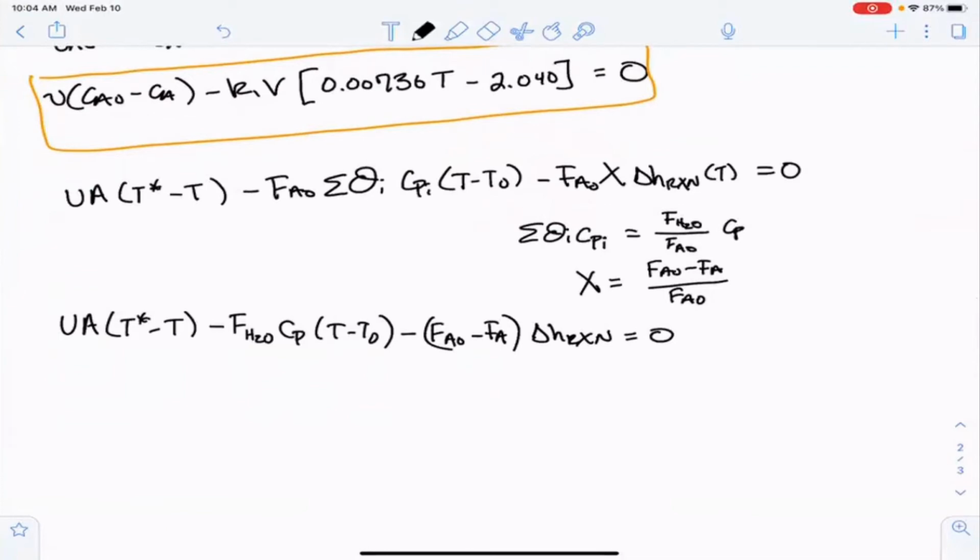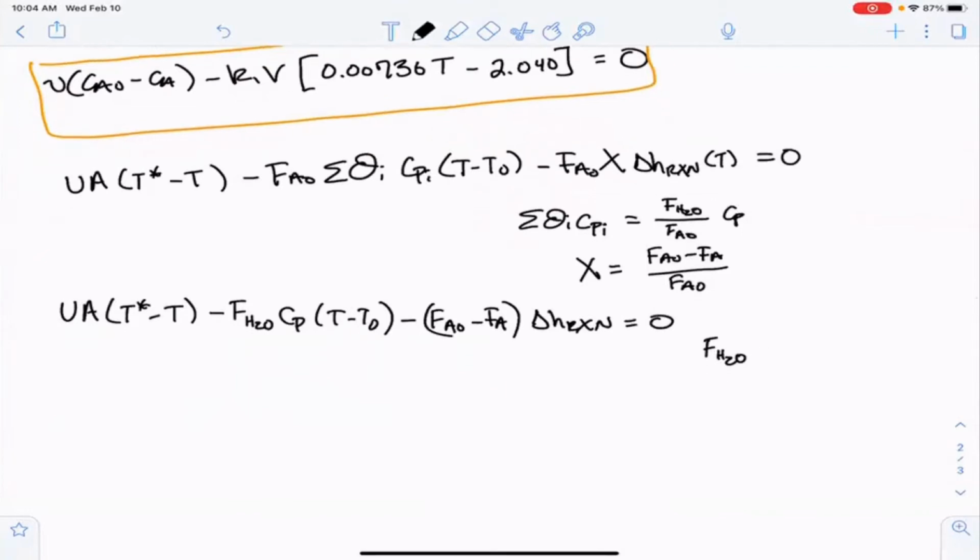And then we said that our F water was equal to the volumetric flow rate times the density over the molecular weight. We did that in lecture 12 as well. And we also know that the heat capacity of our system was given to us in the wrong units. And so that was also Cp times the molecular weight. And we can make those substitutions here, and we end up with the following expression.